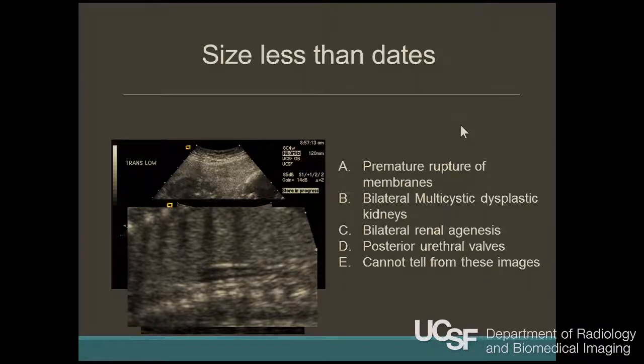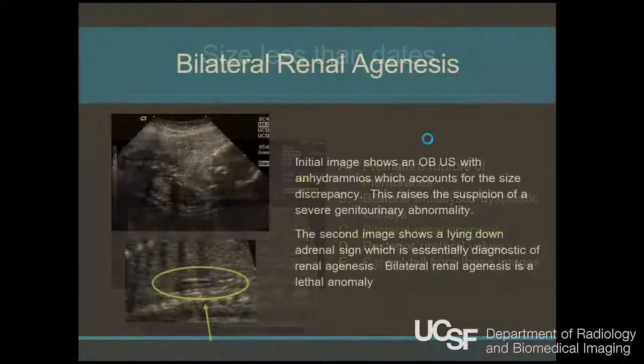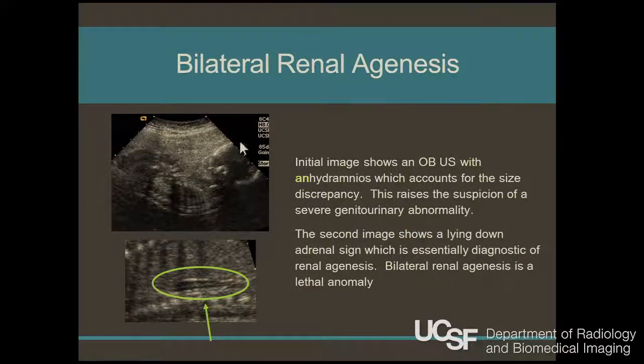So this is bilateral renal agenesis. The first observation to make, which is sometimes difficult because it's an observation of something that's not there, is that there is absolutely no amniotic fluid whatsoever surrounding this baby. And when you have absolutely no amniotic fluid, the first thing to think about, this is like a second trimester fetus, is a severe bilateral renal anomaly.